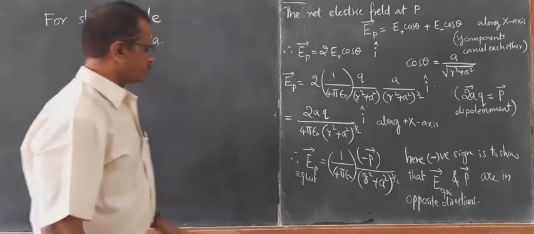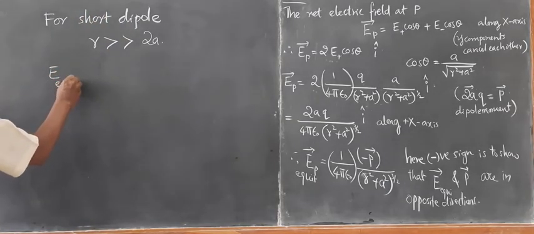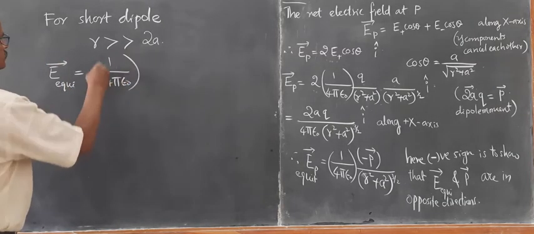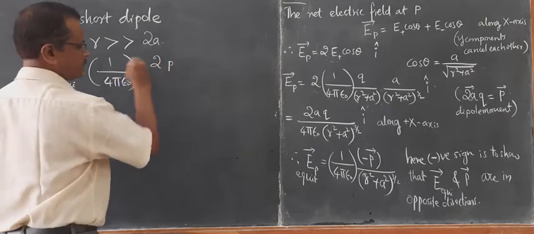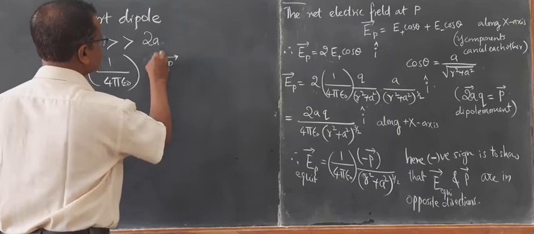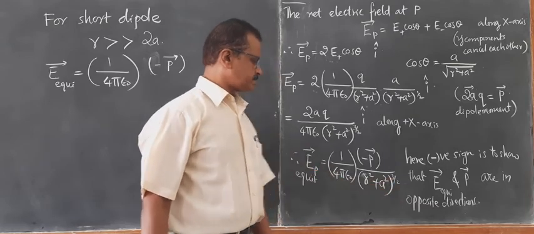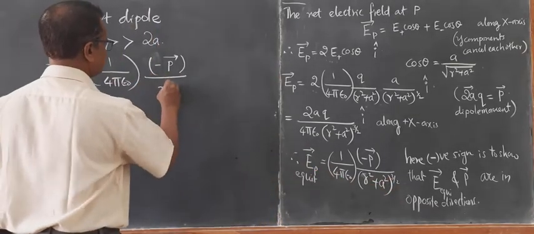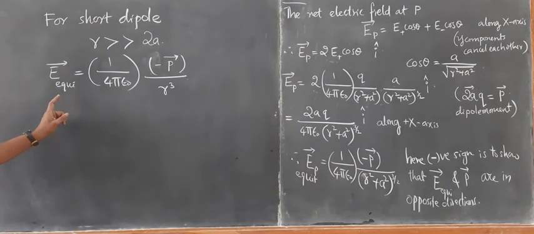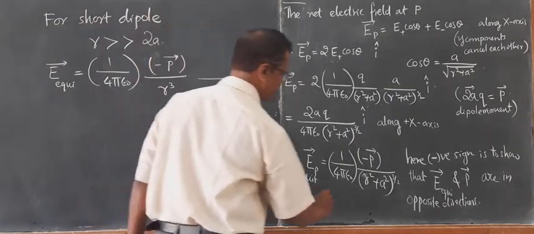So when we neglect a square, then electric field due to short dipole along the equatorial line becomes equal to 1 upon 4 pi epsilon naught, it's not 2 times, it is only 1 p, remember this, only 1 p with negative sign divided by r square raised to 3 by 2. So this square cancels, then you are left with r cube. Yes, this is the equation, and we can call this equation 2. This equation is 1.